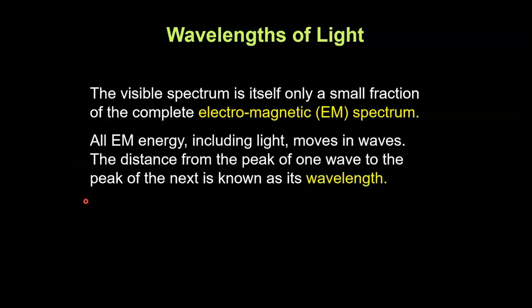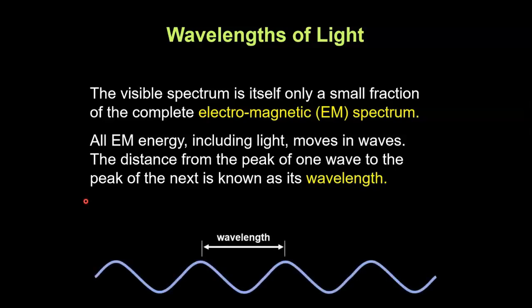In particular, though, all electromagnetic energy, including visible light, moves in the form of waves. And the distance from the peak of one wave to the peak of the next, so imagine that this could be a wave on the sea, is known as the wavelength. The energy of light and these other forms of energy move in waves, and the distance from there to there is known as the wavelength, which makes sense because it's the length of the wave.